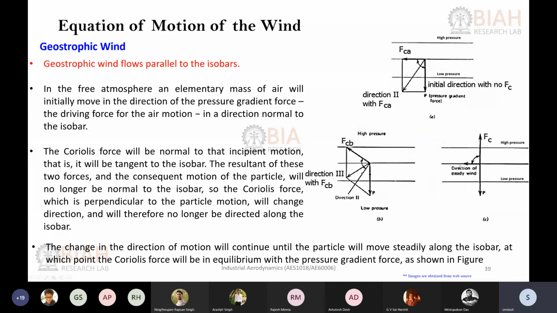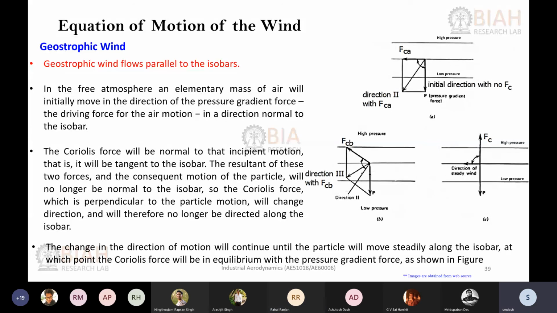Any question? I have a question, sir. Yes. What will be the direction of Coriolis force? In which plane will it be acting? It will be acting perpendicular to the wind velocity here. Yes. Then, according to the sign conventions, we have taken X and Y. In which directions will the Coriolis force be?